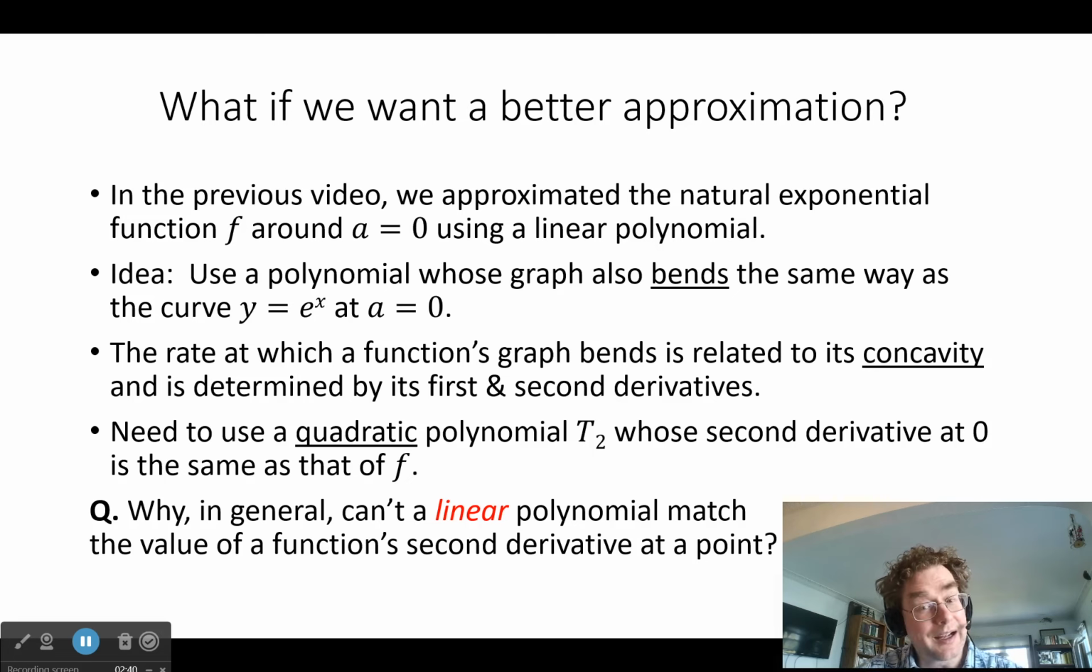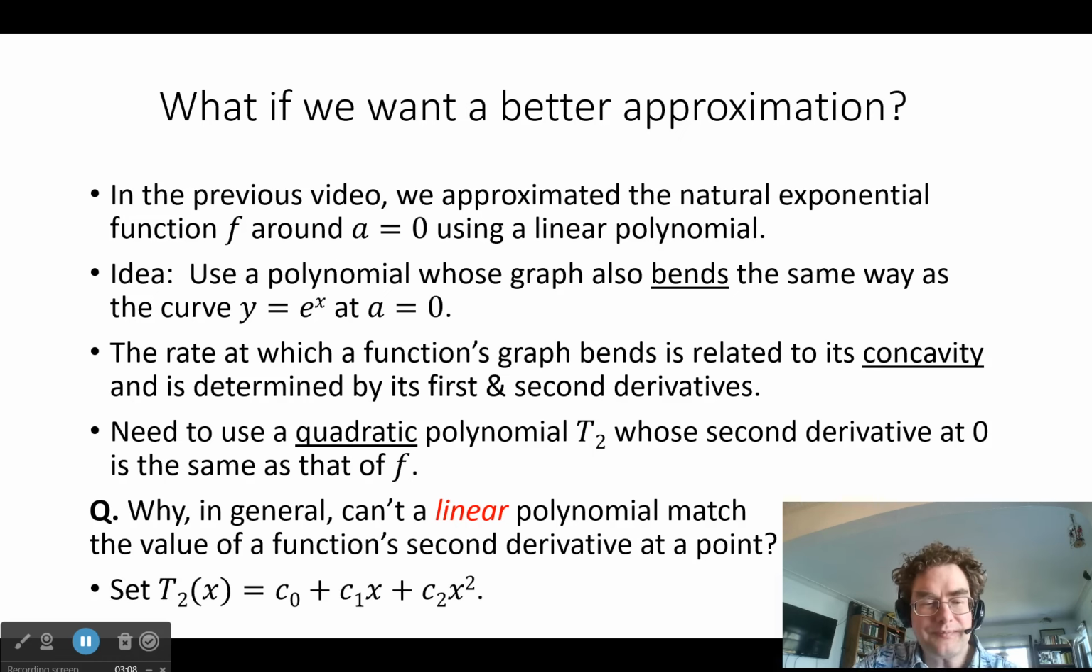Think about that. You can pause if you like. What is the second derivative of any linear polynomial? Well, you differentiate it twice, and everything's gone. Linear functions have second derivative 0, so unless the function you're approximating has second derivative 0 there, which would kind of tell you it's a line anyway, we're going to need something beyond linear polynomials to do that.